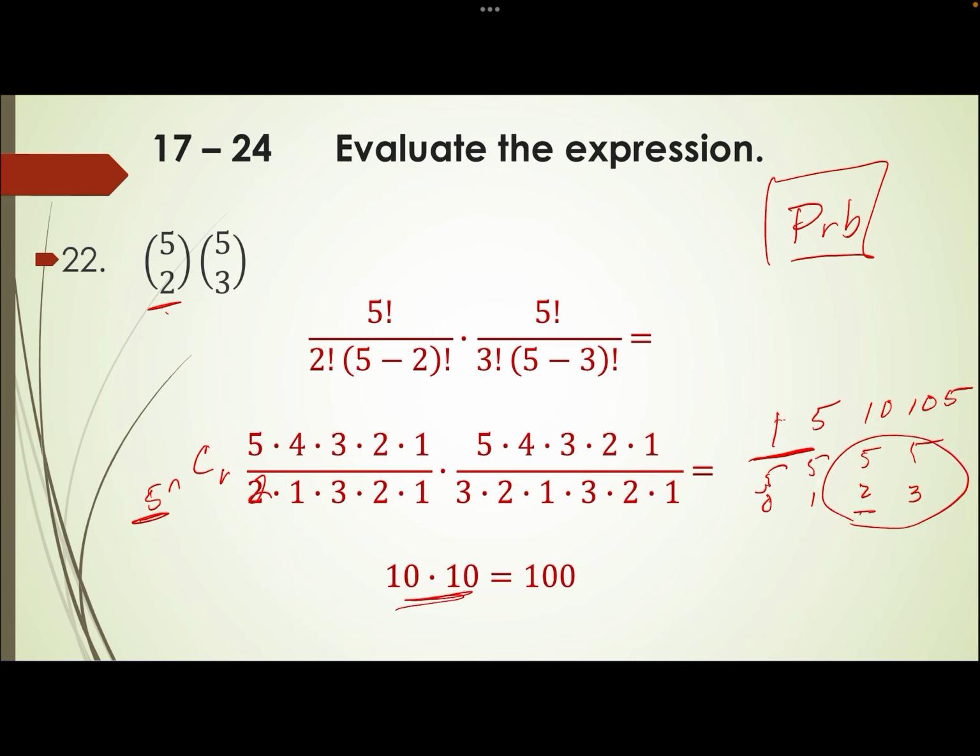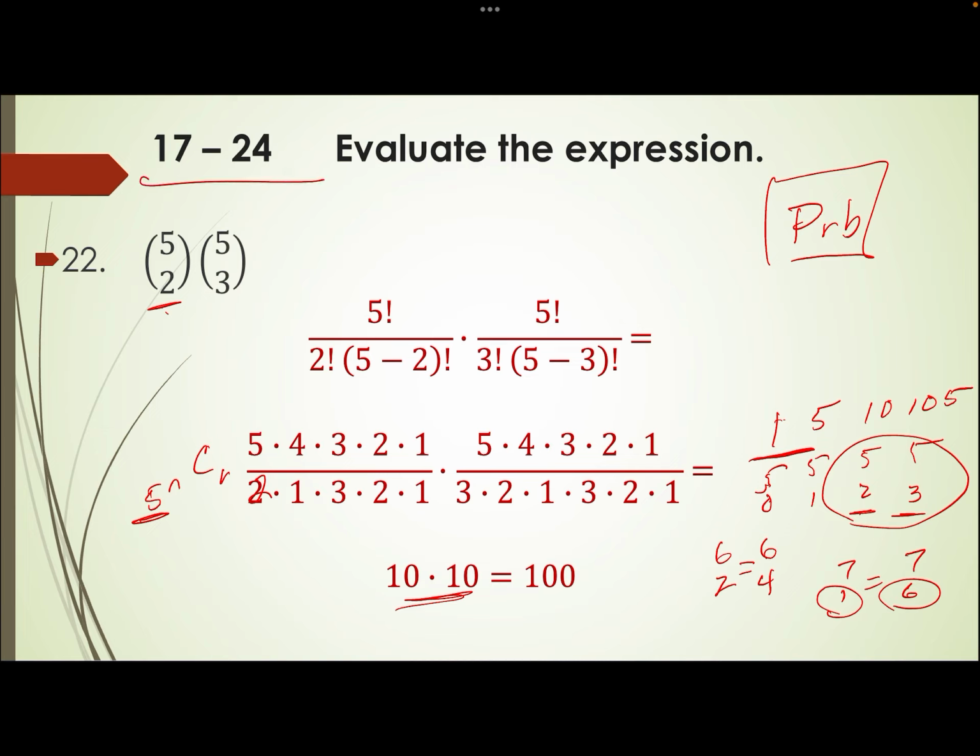So whenever these two numbers add up to n, they're going to be the same thing. So for example, 6, 2 would be the same as 6, 4. Or 7, 1 would be the same as 7, 6, because 1 and 6 add up to 7. But like I said, we're just going to use our calculator.